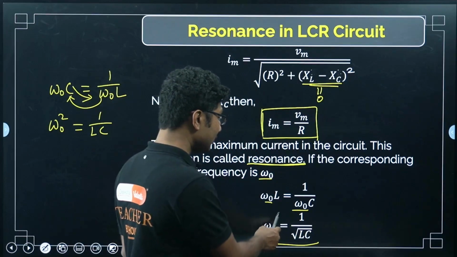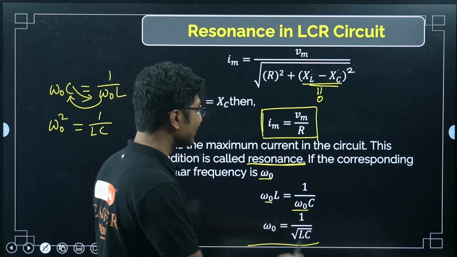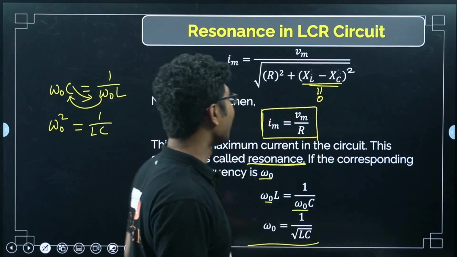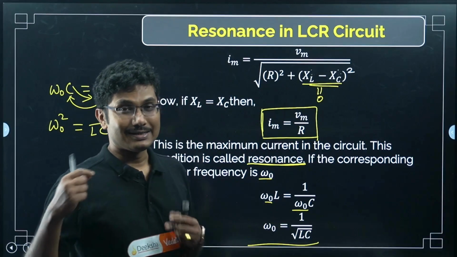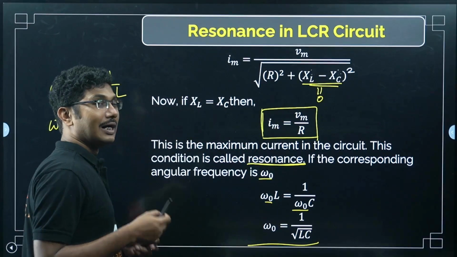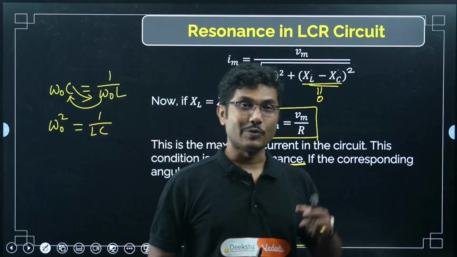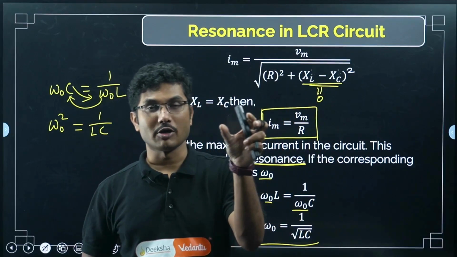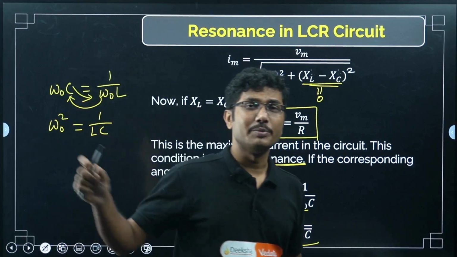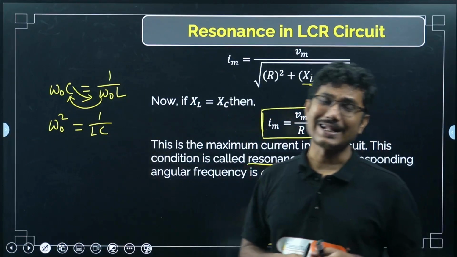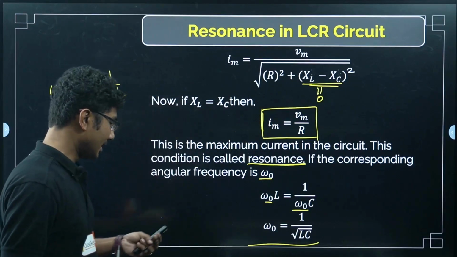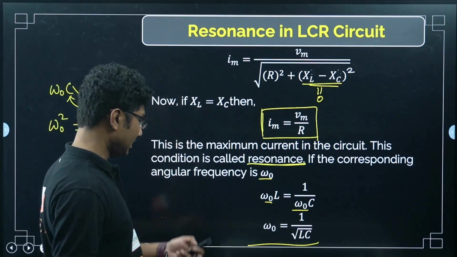If the frequency is chosen such that its value is actually 1 by root LC, then the circuit no longer remains an LCR circuit, it simply becomes a resistive circuit. So all the other parts will be cancelling each other. Whatever the positive voltage drop across the capacitor, the same voltage drop will be across the inductor and they will cancel each other. So you can simply calculate the resonance frequency, right?